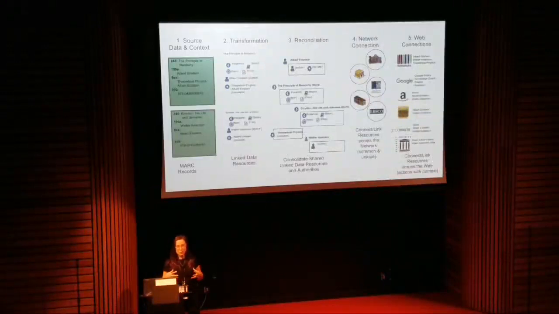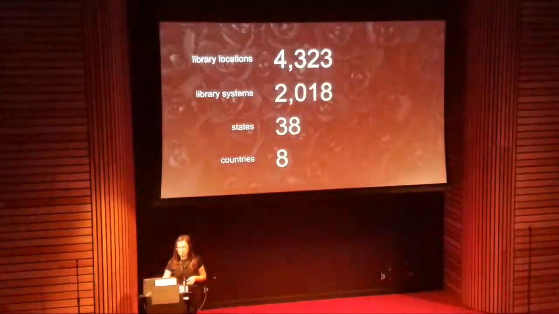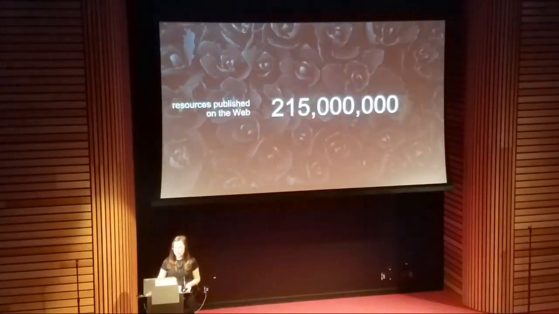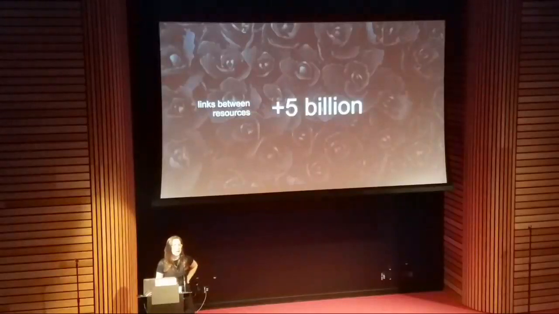We're also separately working to provide Library Link Network members with free ebooks through their library service initiative using their structured data. Right now there are over 4,000 library locations, so physical libraries, in the network, representing over 2,000 library systems in 38 states with three statewide implementations, including Michigan, Indiana, and Georgia. We also have members in 8 countries around the world. Altogether, these libraries have published over 215 million links in their local graphs, and between those there are over 5 billion links. So the network is rather large already, and it's growing every day.